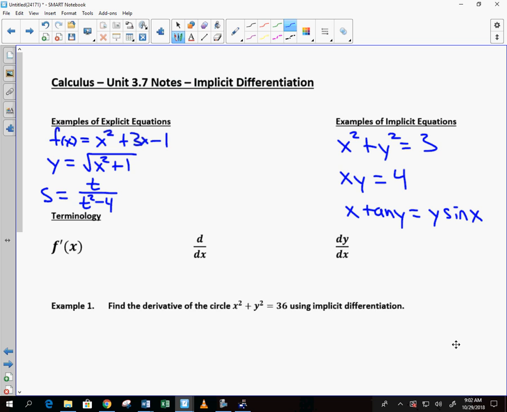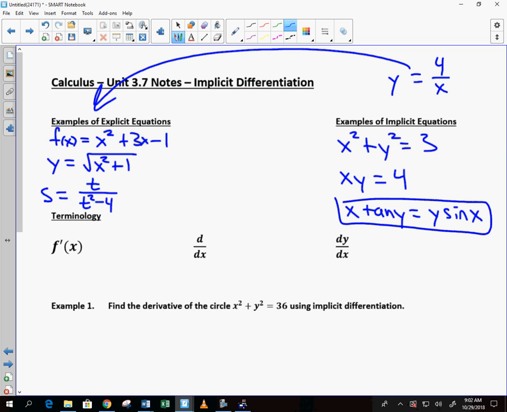Very good. So if you had y is equal to 4 over x, then we turn it from an implicit into an explicit equation. Now, very easy to do with x times y equals 4, right? A little tougher to do here, isn't it? Yeah, a little. Katie's not afraid. She's ready to step up.